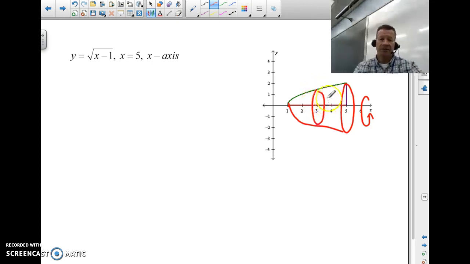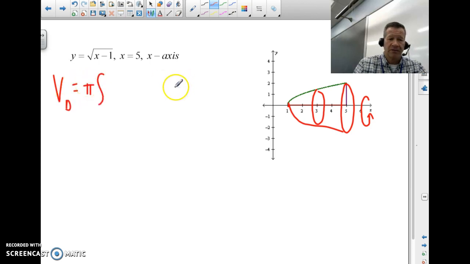So anyway, you'll notice there's no gap between the region and the x-axis on this one. So this is going to be back to a disk method. So pi r squared. So pi times, we're going to be integrating with respect to x because I'm going around the x-axis. So therefore my radius is perpendicular to the x-axis of each cross-section.